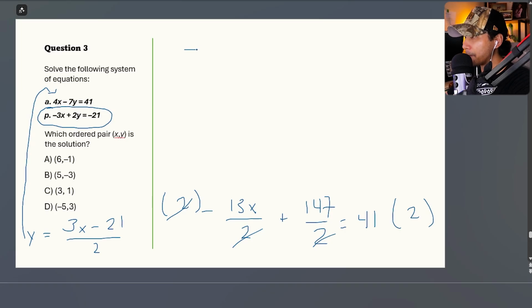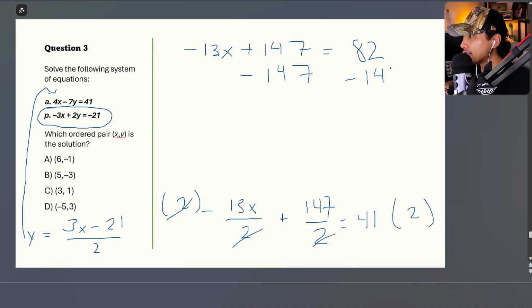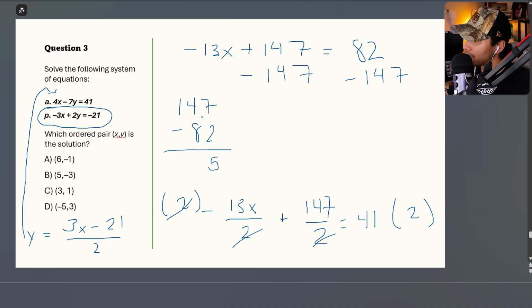And then we get minus 13x plus 147 equals, what is 41 times 2? That is 82. All right, we're almost there. And then I'm going to minus 147 from each side. Now this is a little hard. I don't know what 147 minus 82 equals, but let's just do it really quick. 147 minus 82. Okay, that is 5.